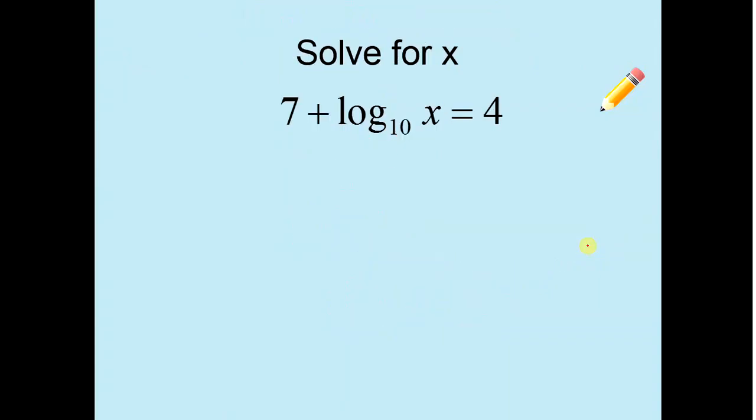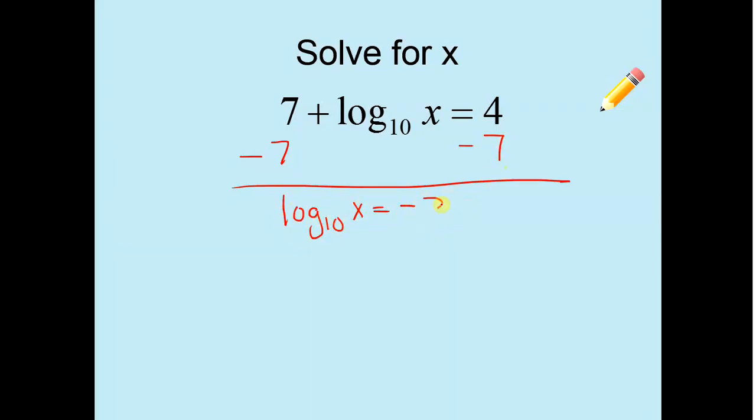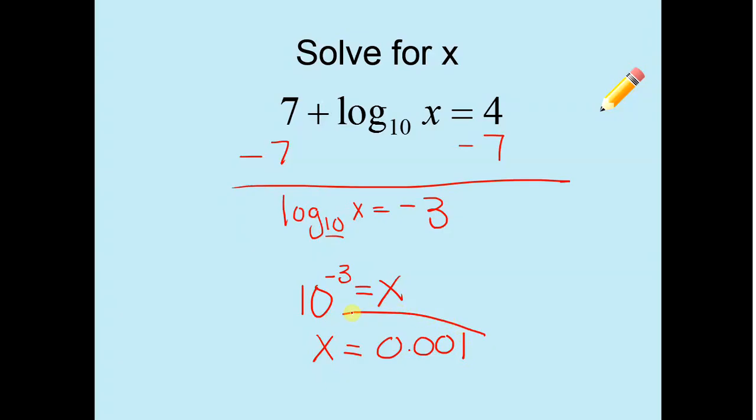Let's try this one. 7 plus log base 10 of x equals 4. The very first thing I need to think of how to do is I need to get rid of this 7. I need to get the log completely alone. So I'm going to subtract 7 from both sides. 4 minus 7, that's negative 3. So now, I can't get to that x. So we need to convert to the other form. So I'm going to go 10 to the negative 3 equals x. So x has to be equal to 0.001, roughly. And that one also checks out if you plug it into your calculator.